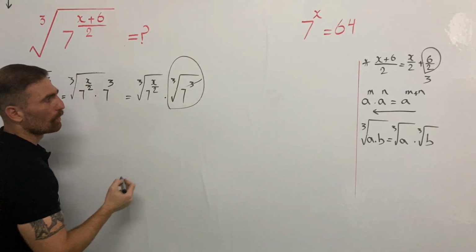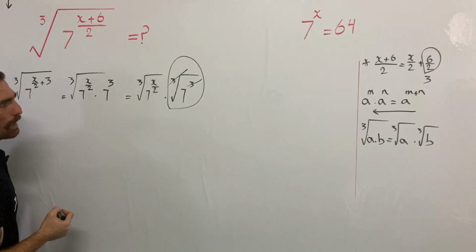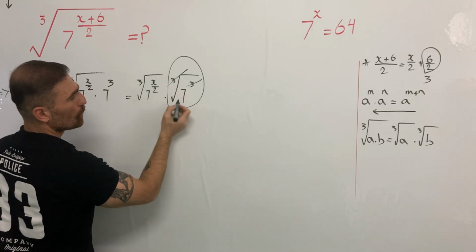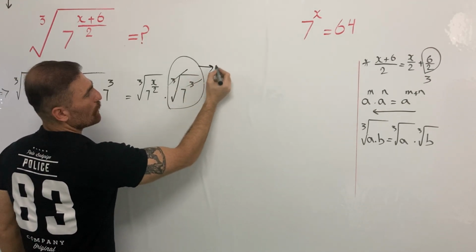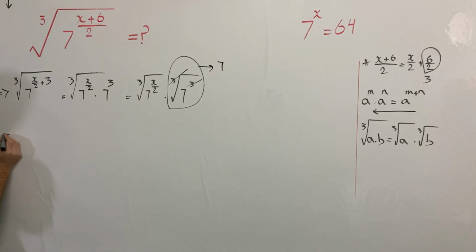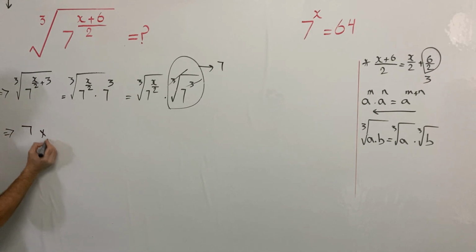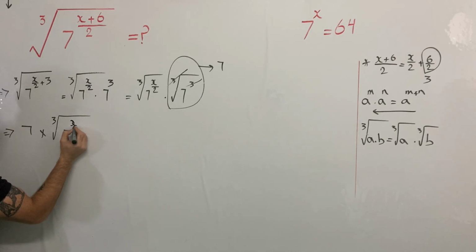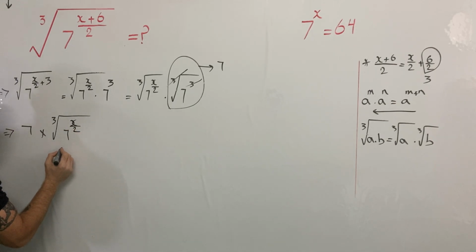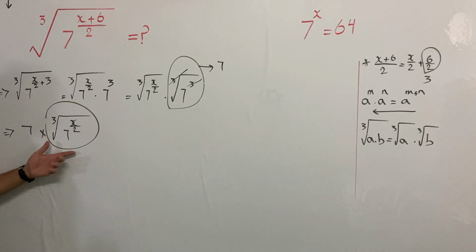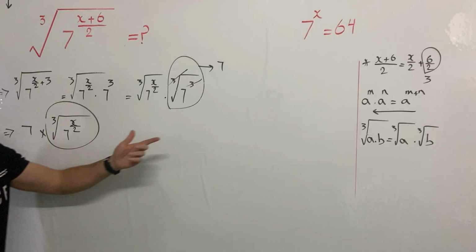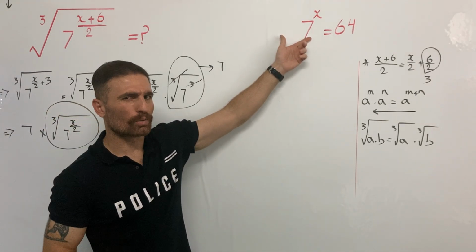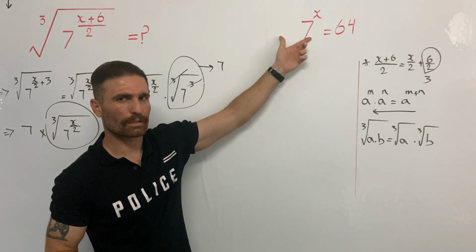Now, how can we simplify this one? This 3 as exponent and this 3 as root can be cancelled off. So the value of the cube root of 7 raised to the power of 3 is 7. Let me rewrite it here: 7 times the cube root of 7 raised to the power of x over 2. But how can we calculate the value of this? Can you notice the same point that I can see?